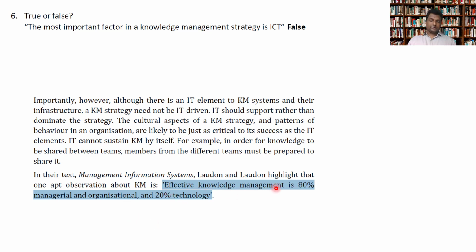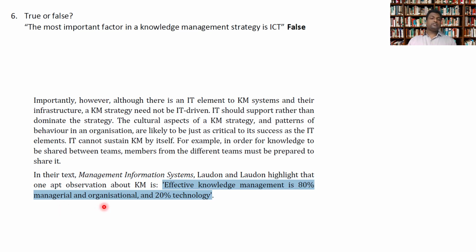If you are to do knowledge management effectively, 80% of that is based on the managerial and the organizational aspects. 80% is management support, management's decision for that, management's direction on doing this, and management's willingness to change processes and include new processes, and the whole organization needs to change. So management has to support that.